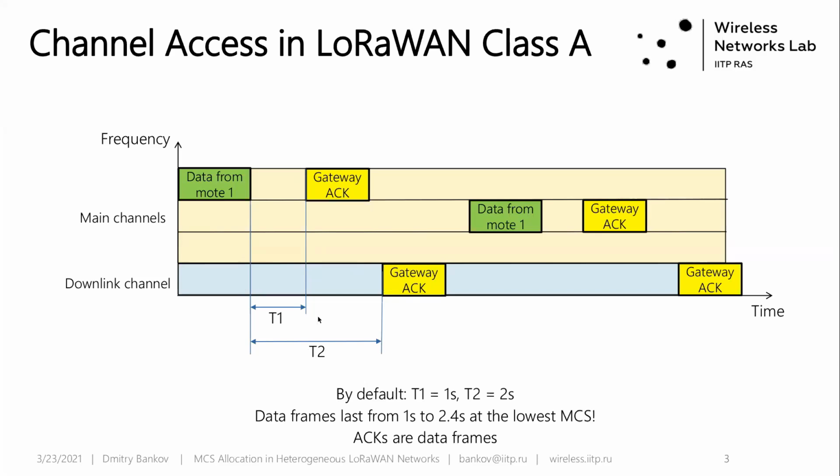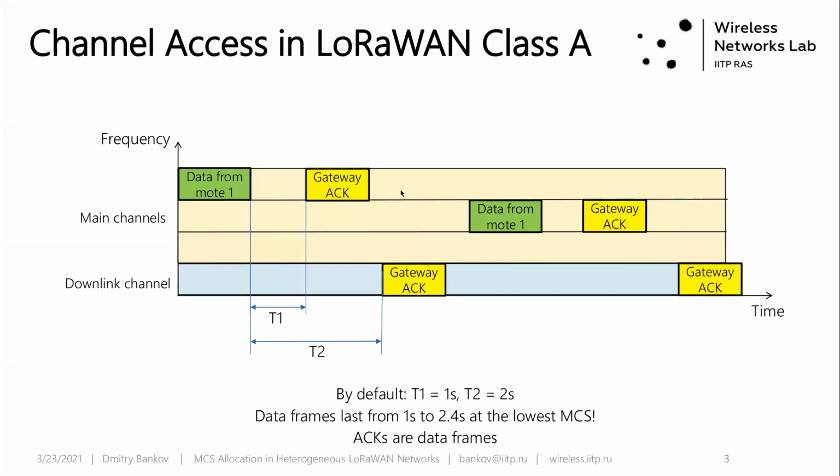It should be noted that data frames in LoRaWAN networks can be rather long. For example, at the slowest modulation encoding scheme, a data frame can last from 1 second to 2.4 seconds. These values are comparable with T1 and T2 values. Acknowledgements are just data frames with an acknowledgement flag turned on. So the channel access in LoRaWAN networks is a kind of ALOHA channel access, which uses several channels and where we have acknowledgements.